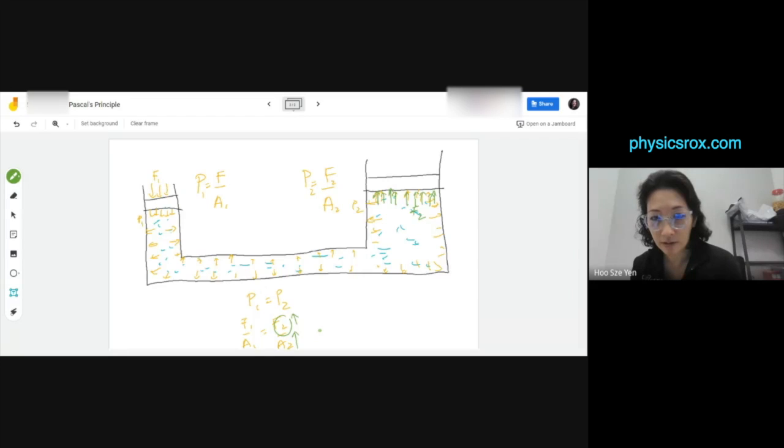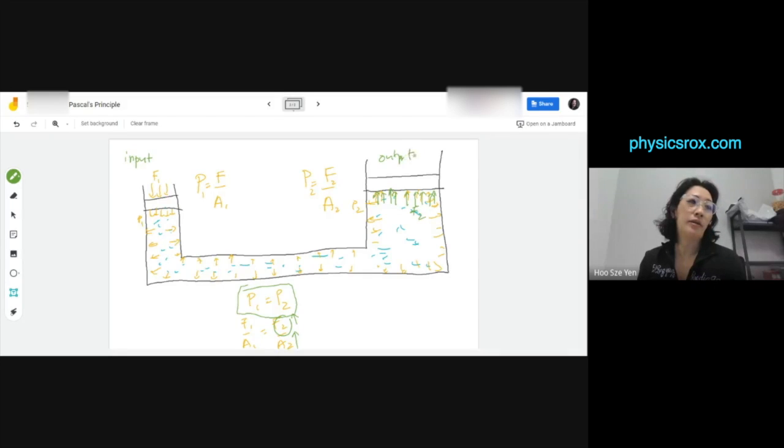Can follow so far? Okay, so when you exert a force on one piston, it is converted to pressure. This pressure is transferred uniformly throughout the system. The resulting pressure produces a force on the other piston. And because the area is larger, the force also becomes larger, because the pressure is the same. So when the force becomes larger, this kind of system, where this is the input and this is the output, is known as a force magnifier, because you apply a small amount of force here, it is able to create a large force over here.